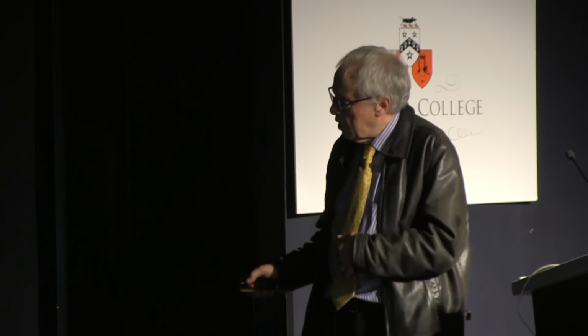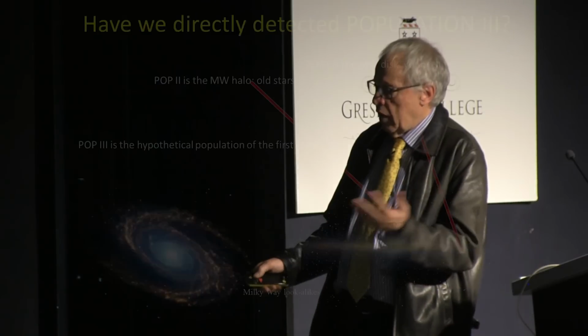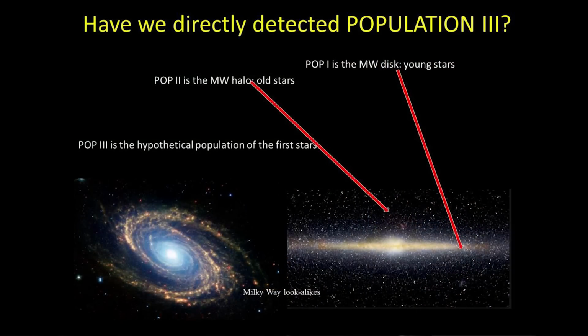So population 1 is the disk. These are lookalikes of the Milky Way, not the Milky Way itself, but how we're pretty sure it is when we dissect it in 3 dimensions with various telescopes. So this is the disk, full of young stars, very bright. And this is the bulge, and this is the halo. The bulge and the halo are full of very old stars. And so we call the disk population 1. We call the old stars that we see, the ones I showed you in the globular cluster, population 2. And this hypothetical first star population we call population 3.